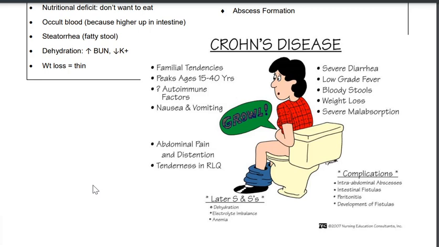And then nausea and vomiting would be something you would see, and not wanting to eat. They will have abdominal pain and distension in the right lower quadrant. And we watch for dehydration, electrolyte imbalance, and even some anemia because they're bleeding, right?